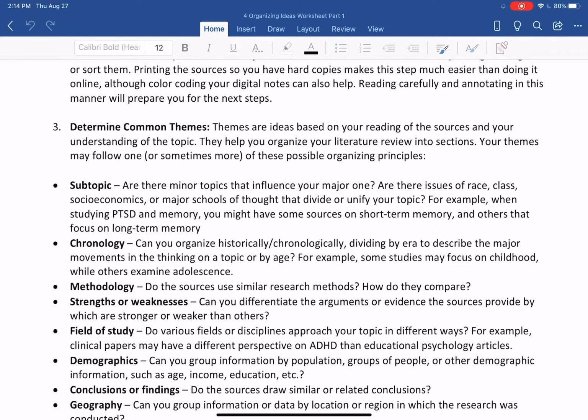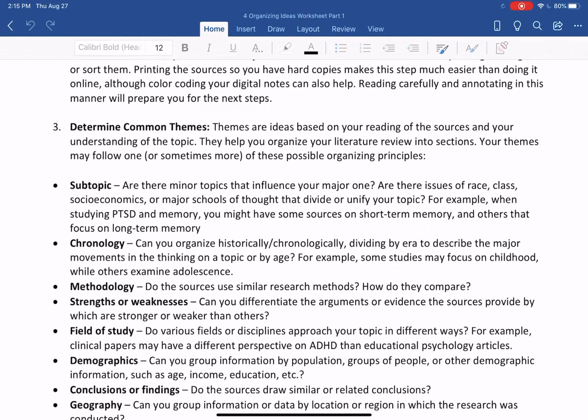So these are a couple of ways that you might think about organizing the information that you're getting. One very common one is subtopic. Are there issues of different schools of thought or race or socioeconomic status or age that might influence your topic? For example, if you're studying PTSD and memory, you might have some articles that talk about short-term memory and others that focus on long-term memory, and so those might be different sections of your paper. Chronology is another one. So maybe historically or chronologically you might organize your topic.